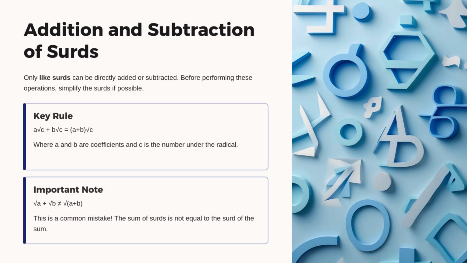Important note: square root of a plus square root of b does not equal square root of (a plus b). This is a common mistake. The sum of surds is not equal to the surd of the sum.